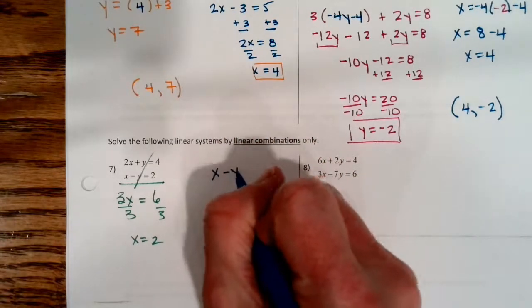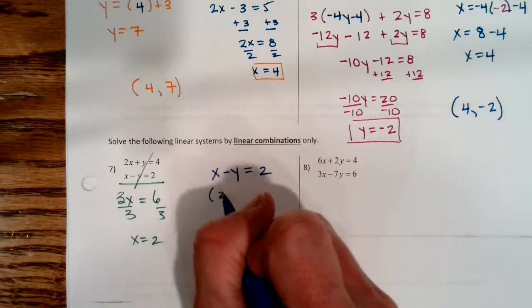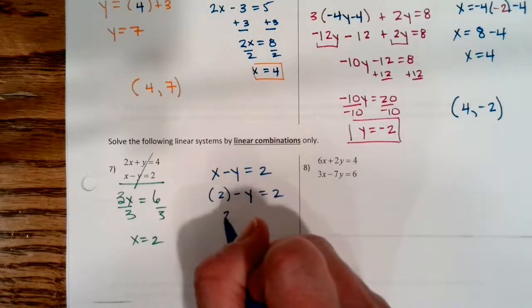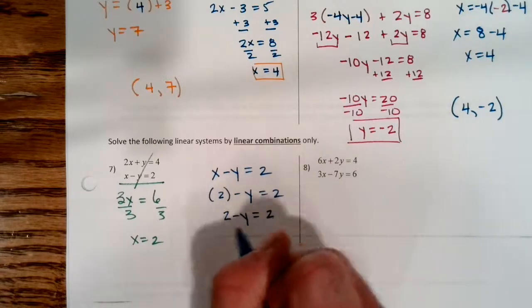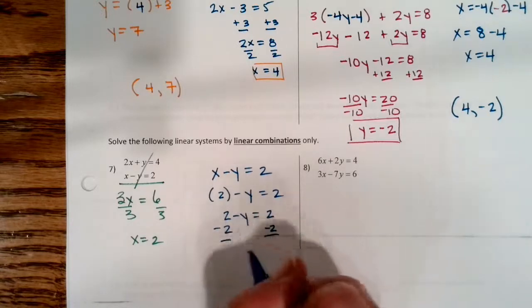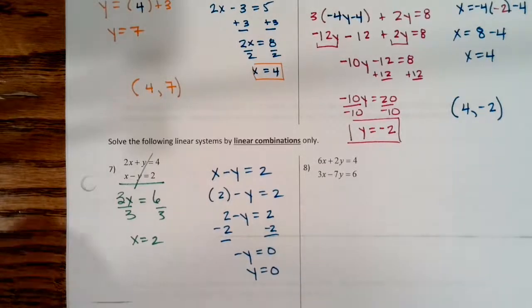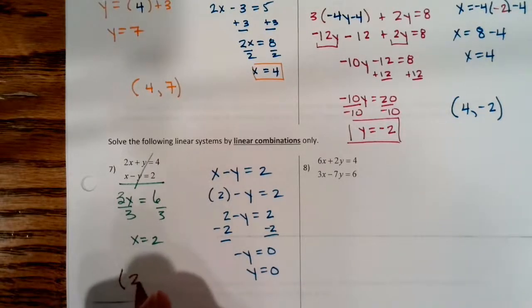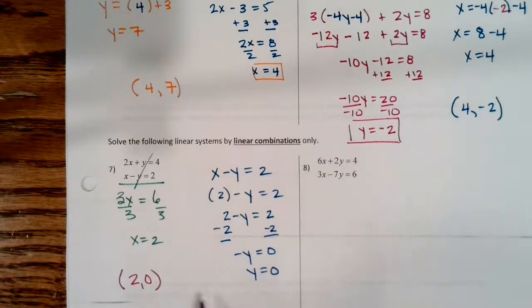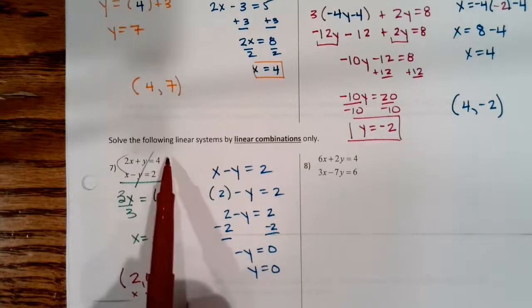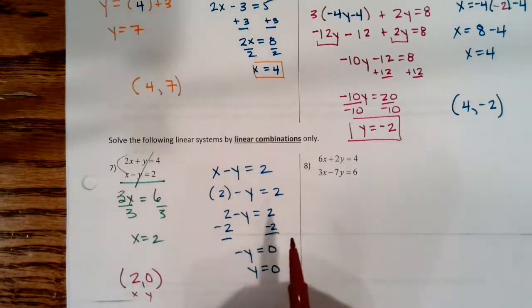Alright, I'll take x minus y is equal to 2 and I'm going to go ahead and substitute my value for x in, and I get 2 minus y is equal to 2. Subtract 2 from each side. Negative y is equal to 0, therefore y is equal to 0. So my solution is going to be 2, 0. Now at any time you can take this x and this y, plug it into both of these equations, and see if you get something that's true. That's a good test. You're guaranteed to get all the problems right if you do that.